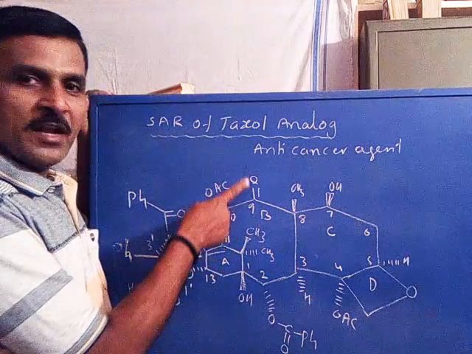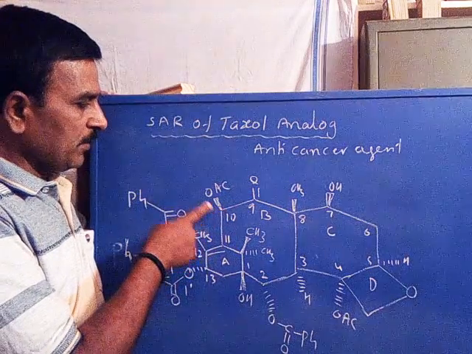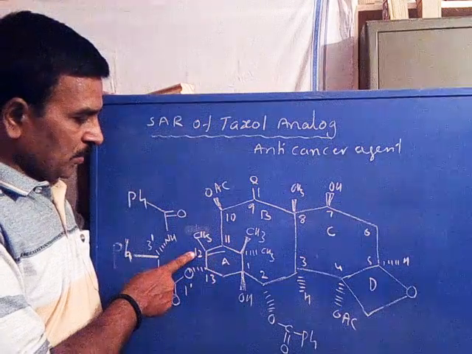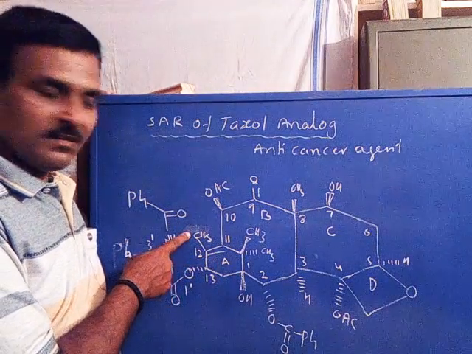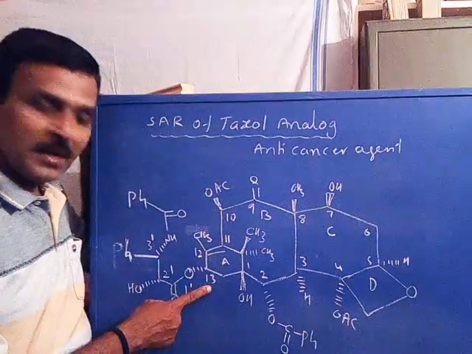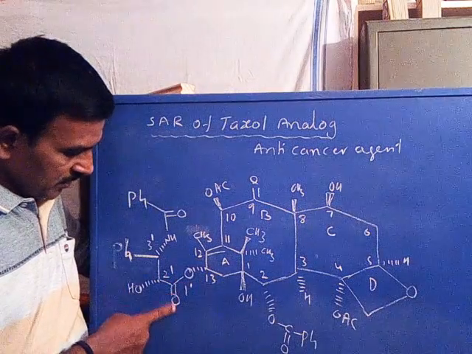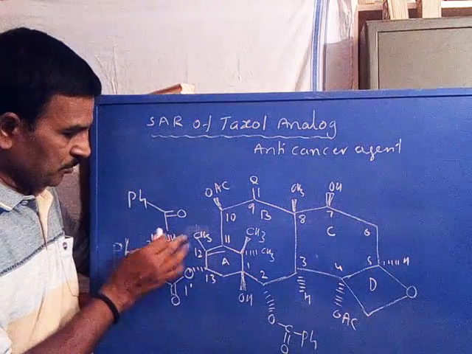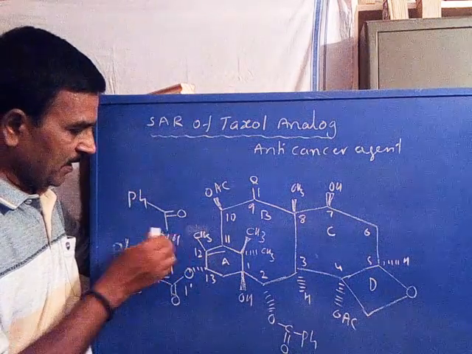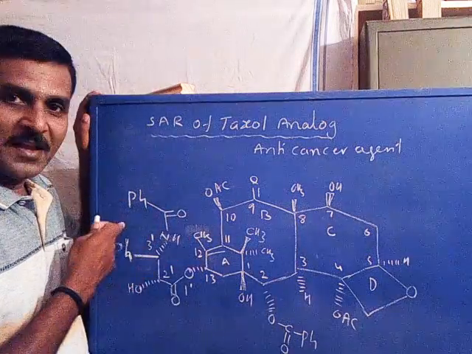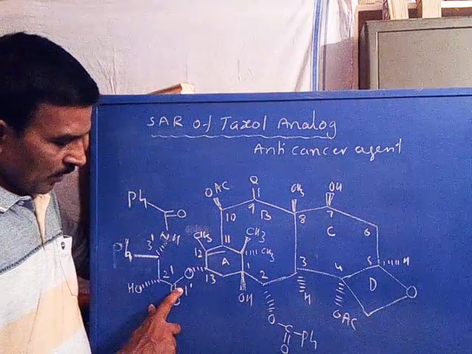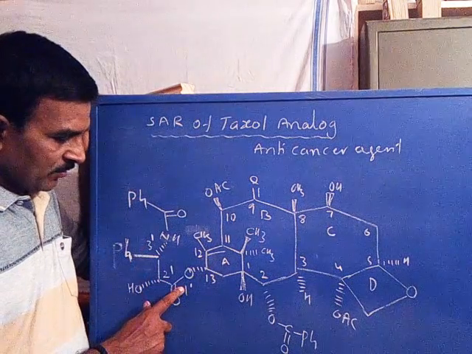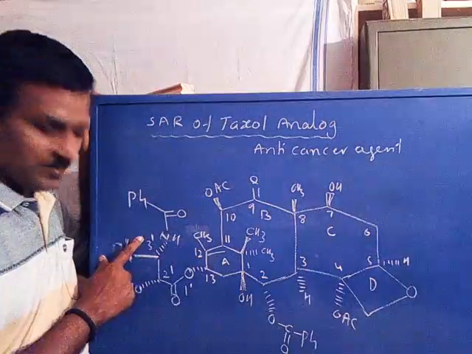Ninth carbon has a carbonyl, C double bond O group. 10th carbon again has an OAc group. 11th carbon has no substitution. 12th carbon has a CH3 group, and 13th carbon has a side chain of O C double bond O CH2 CH2 N, this is NH group, NHCOPh, a side chain designated with 1 prime, 2 prime, 3 prime carbons.